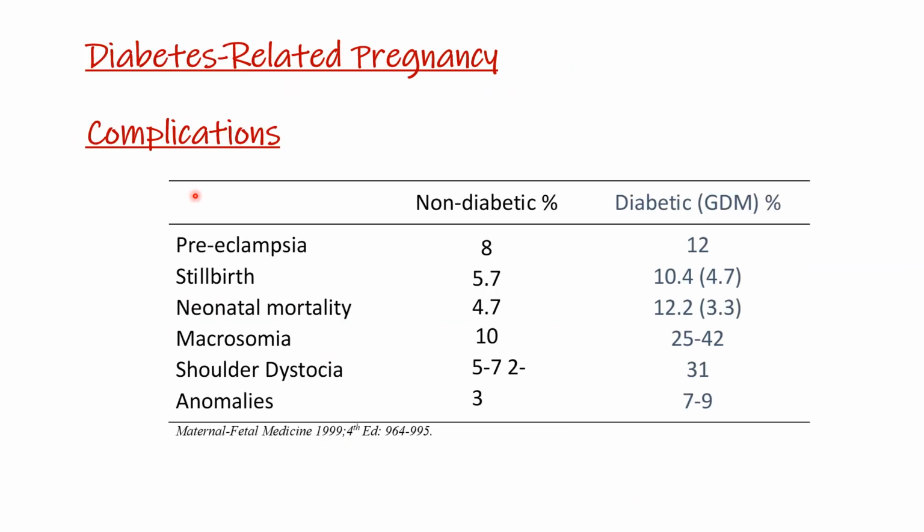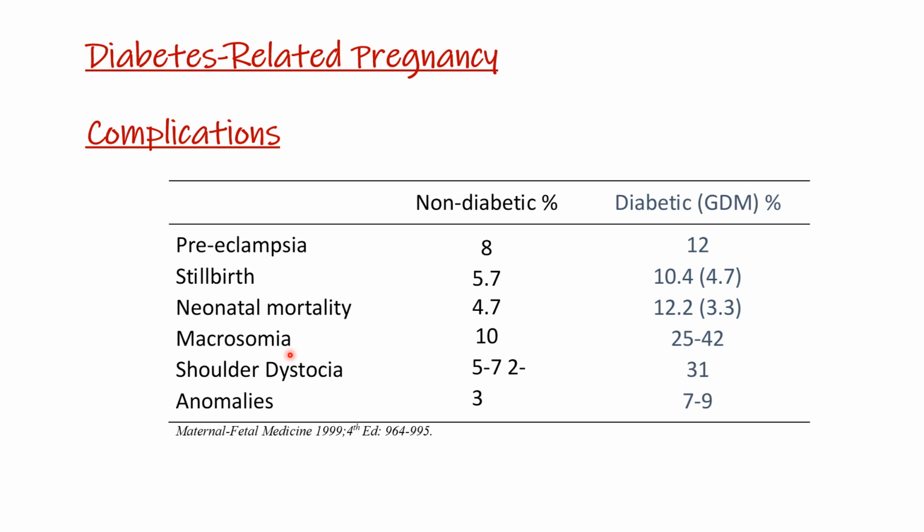Diabetes related pregnancy complications. These are complications that diabetes predisposes a patient to in pregnancy. As you can see here, for example, preeclampsia is high in patients who have diabetes mellitus. Stillbirth is also high in patients with diabetes mellitus, in addition to neonatal mortality. Macrosomia means a big baby.